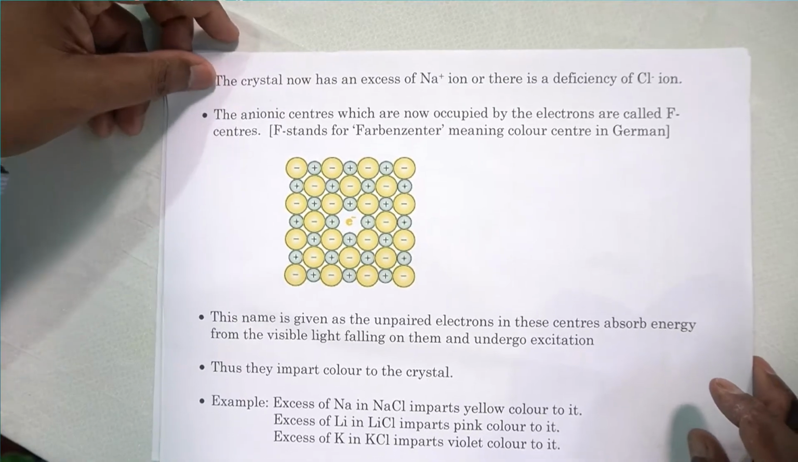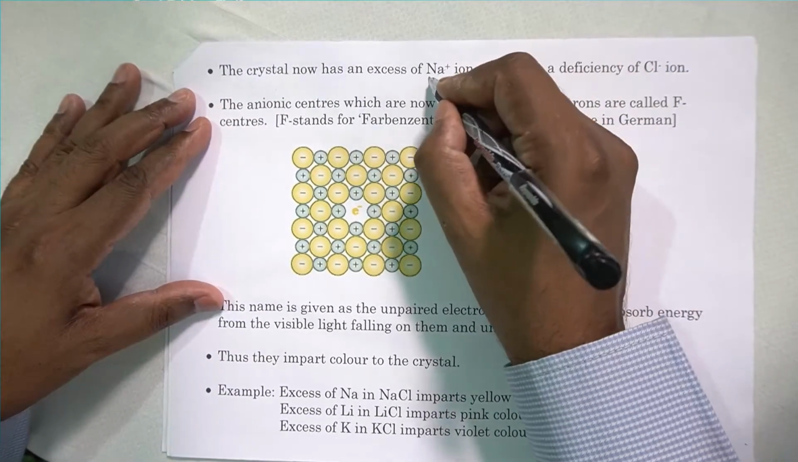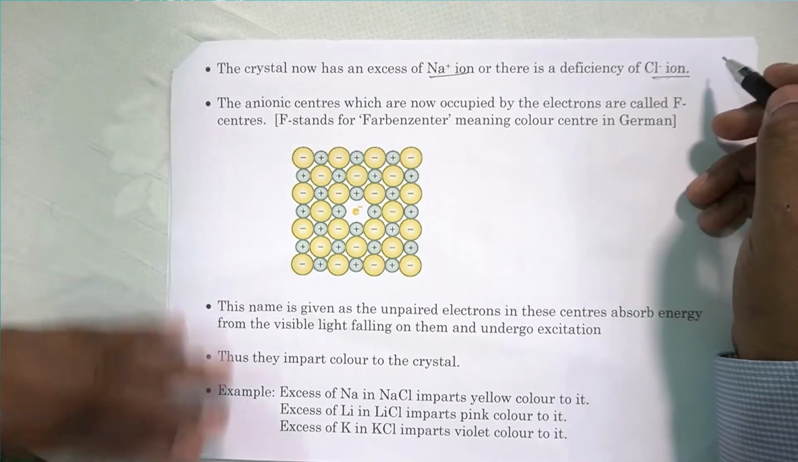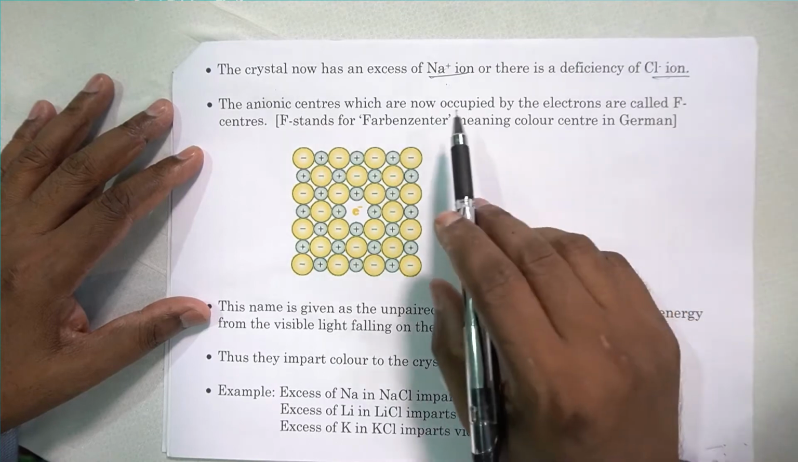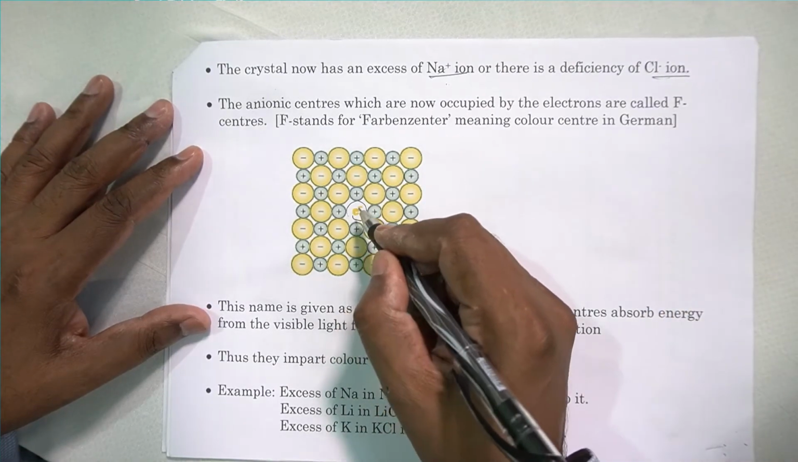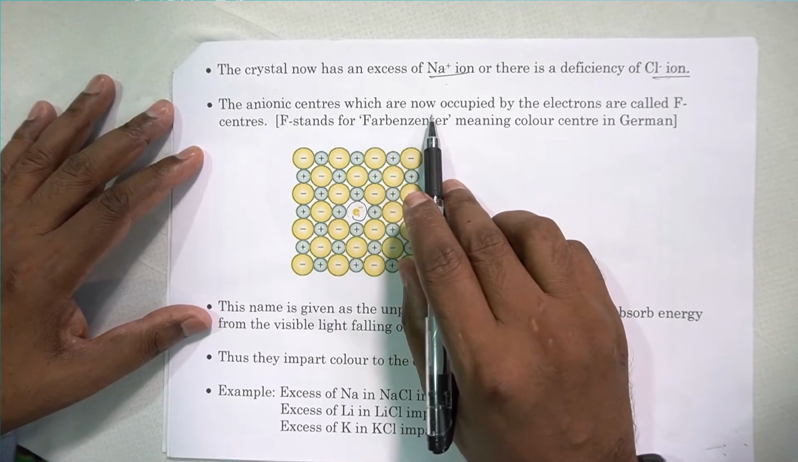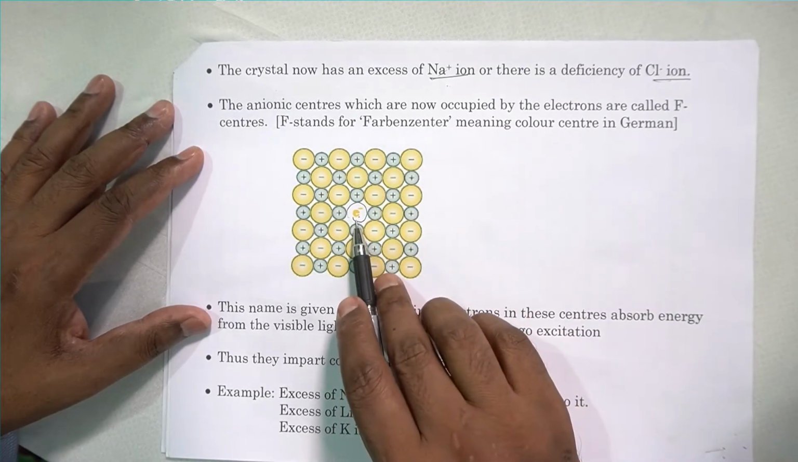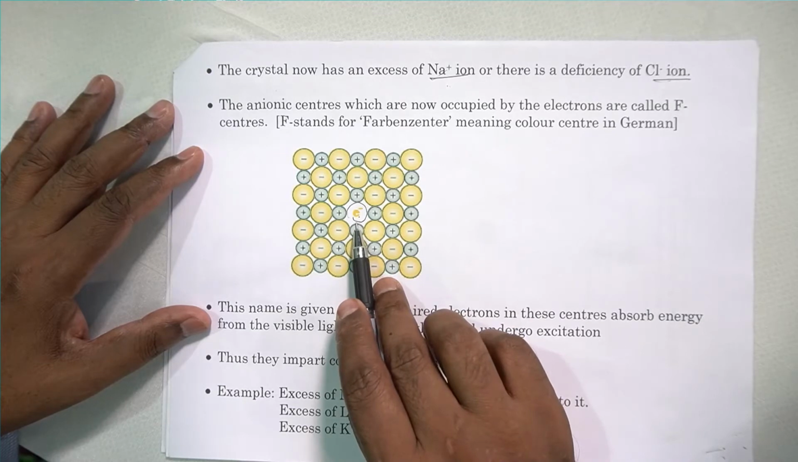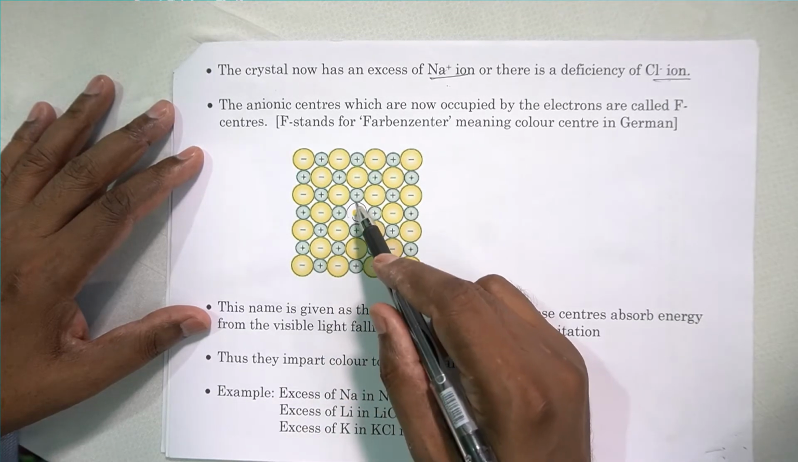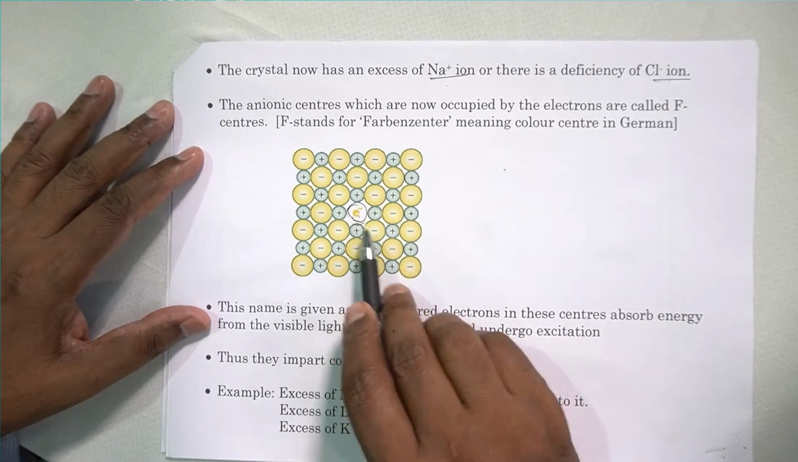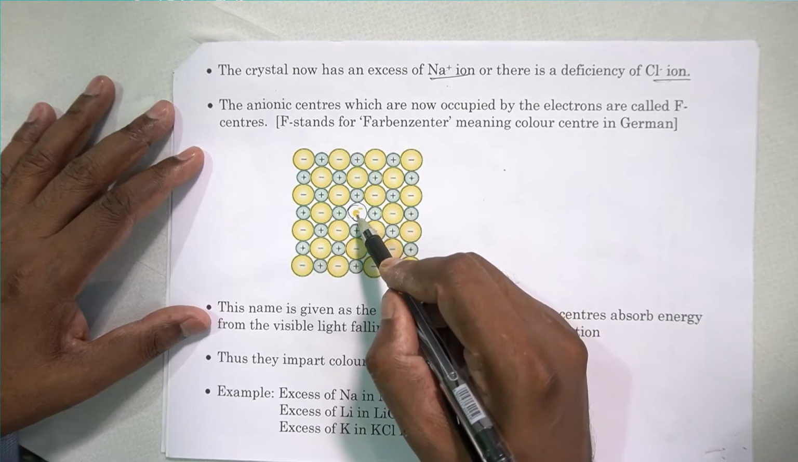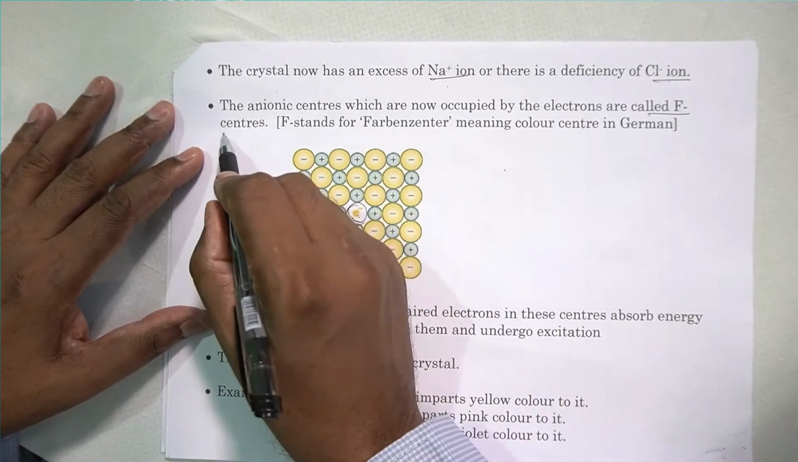Now what will happen in the crystal because of this? The crystal now has an excess of Na plus ion, because the chloride ion has moved to the surface. So there is an anionic center, a vacancy created where the electron is sitting. It's called an anionic center, where there is no atom, no ion, only an electron sitting there. Such vacant centers, caused by the diffusion of chloride ions to the surface with only the electrons moved in, are called F centers.